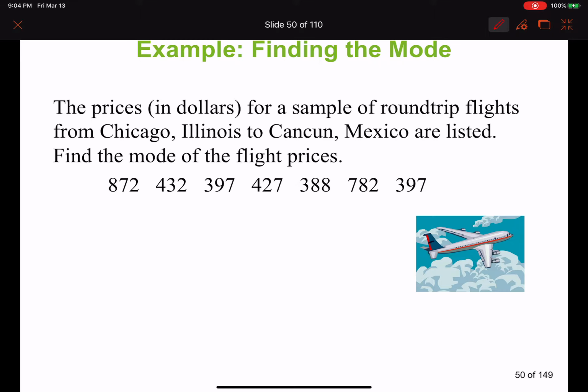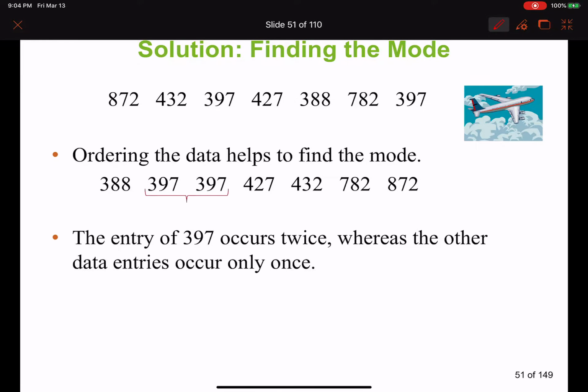So in this case, finding the mode, which ticket price repeats itself, has high frequency, 397, right? 1 and then 2, there is none anymore. So mode here is going to be 397, right? Because it occurs twice.